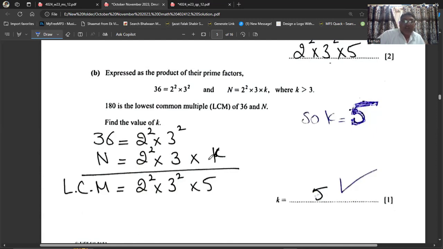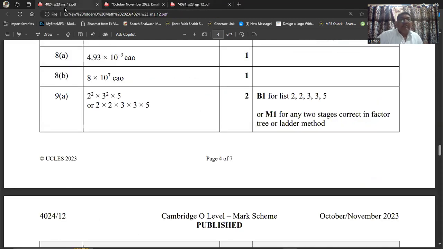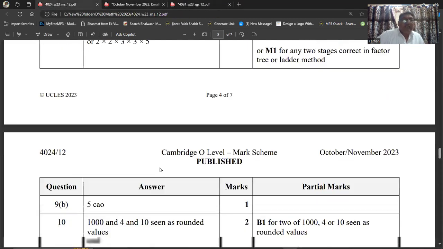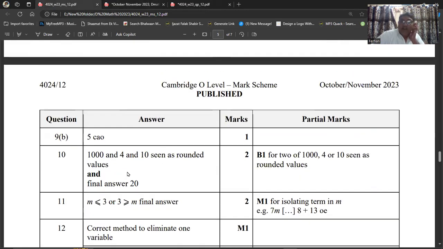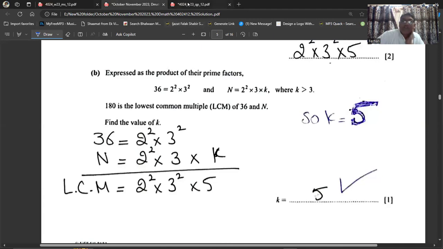So definitely this k is 5. They have said that k value must be more than 3. So you can see the k value is more than 3. So the value of k is 5. Our answer is right. So this is how we do it.